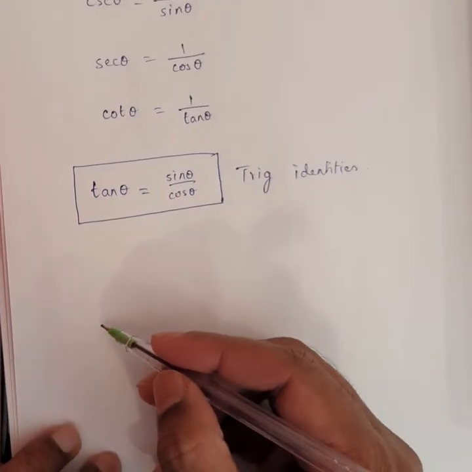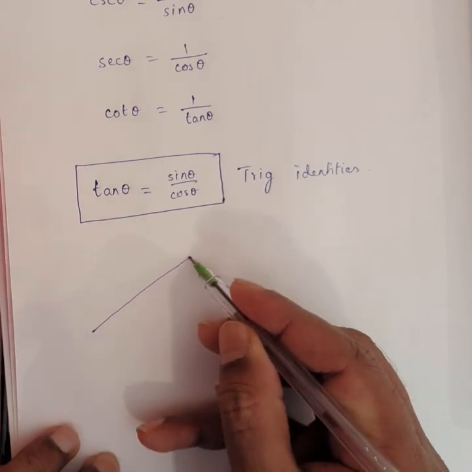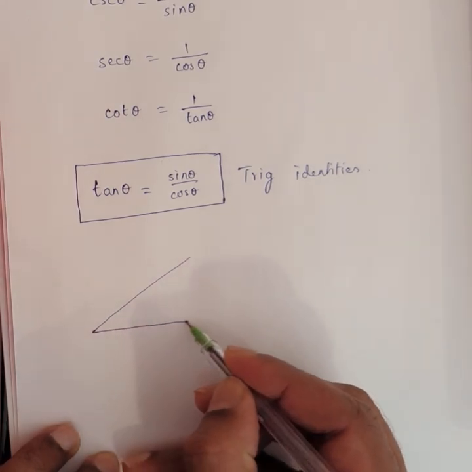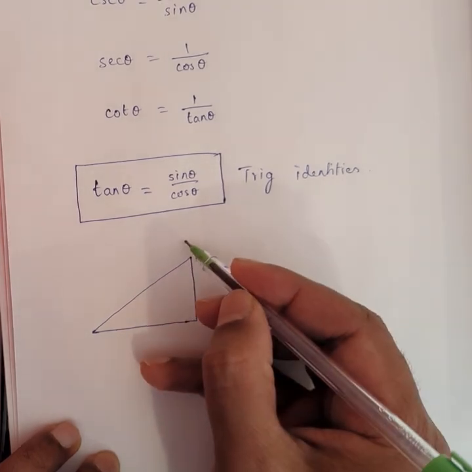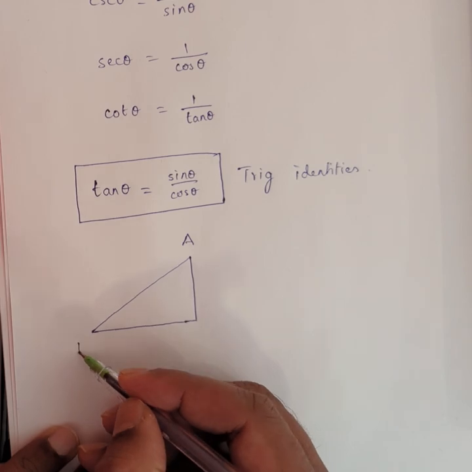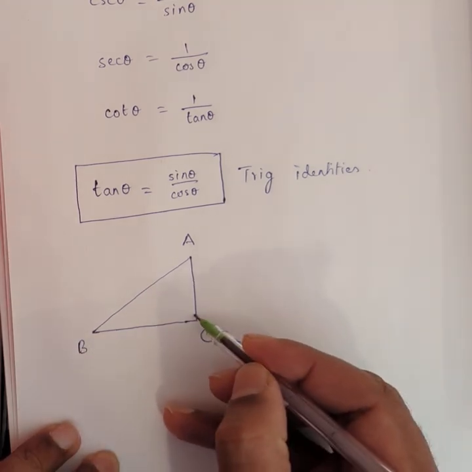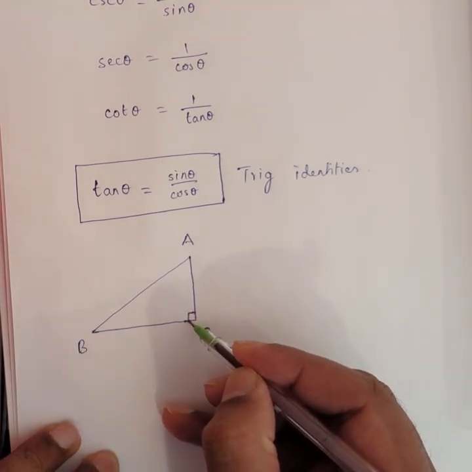So let's go ahead and draw another right triangle. This time I'm going to label my vertices as A, B, and C, and I'll keep the right angle at C.